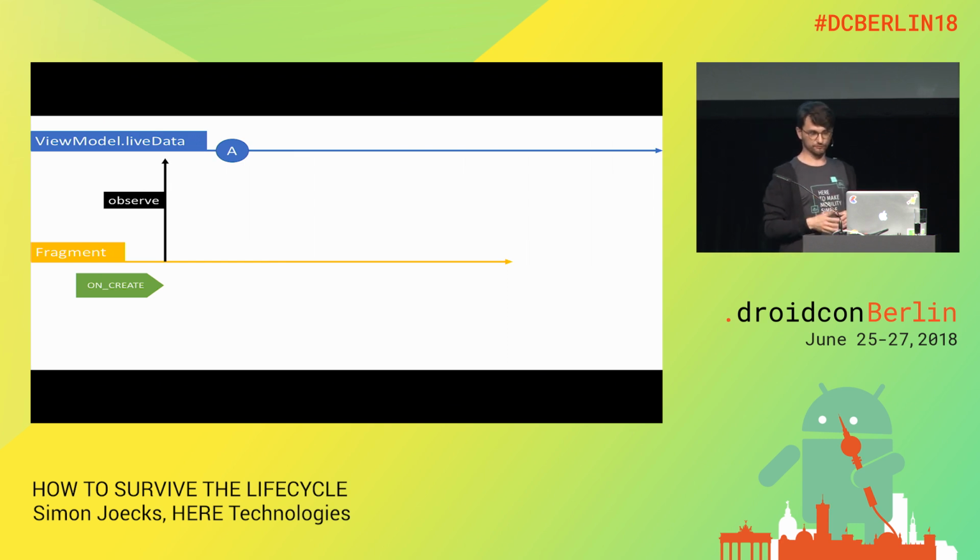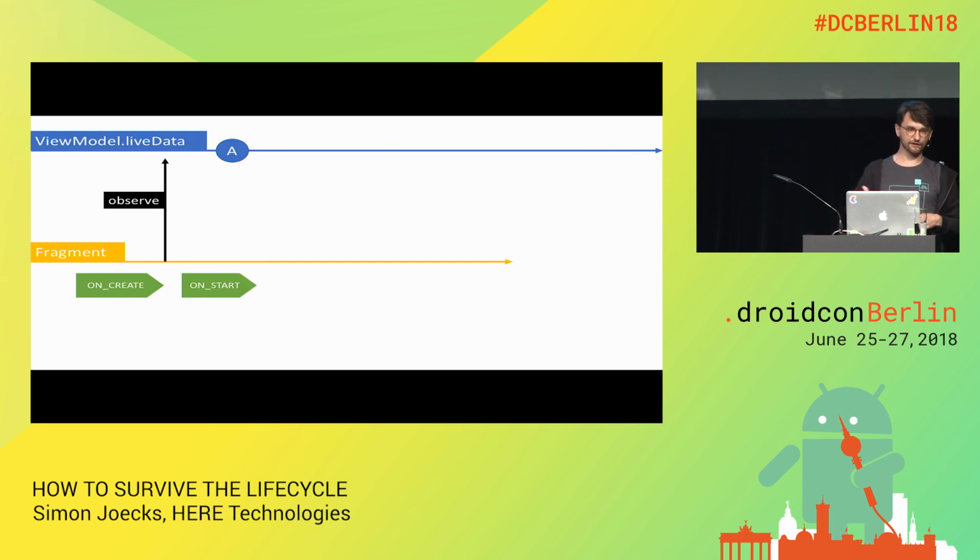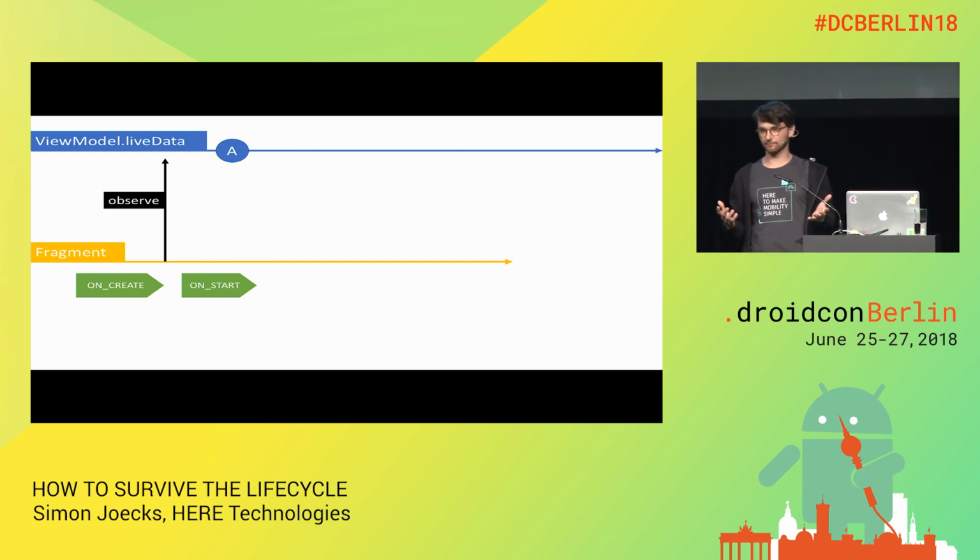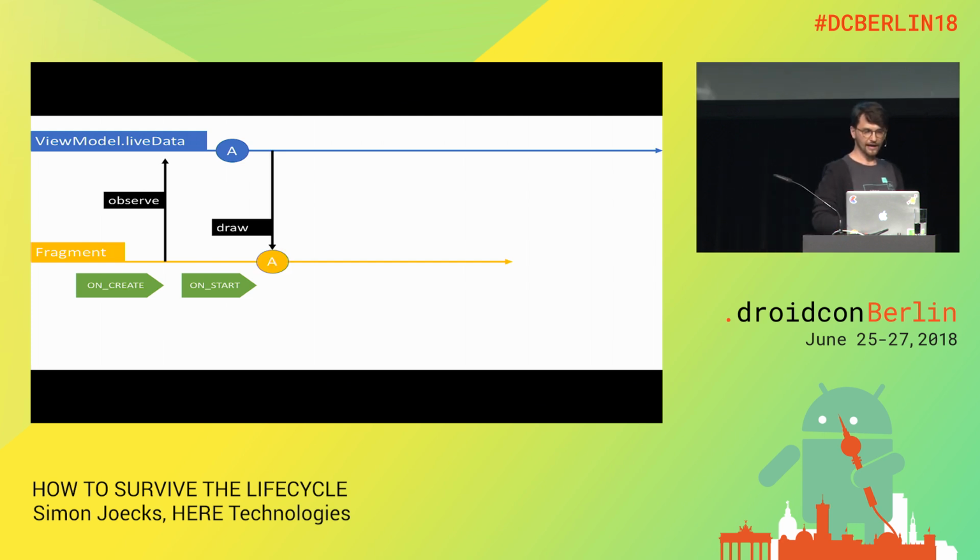We start to observe, but at this point we are not getting this value delivered right away. We have to wait until we are notified to be on start. On start, it's actually safe to draw anything on the screen and change the view. And then we actually get delivered this object, and we can do something about it.